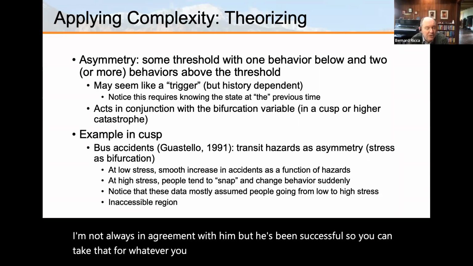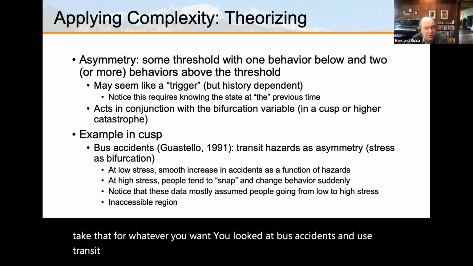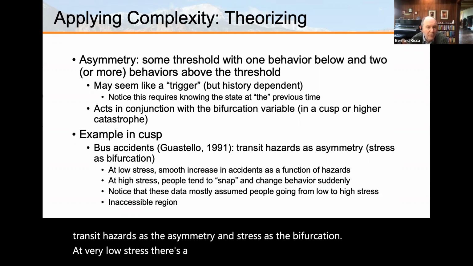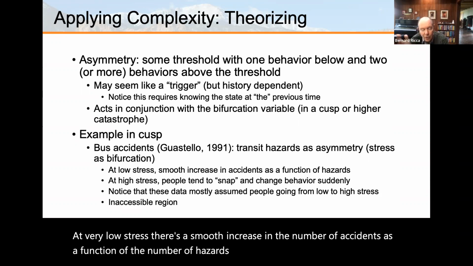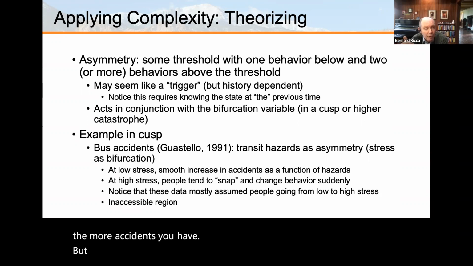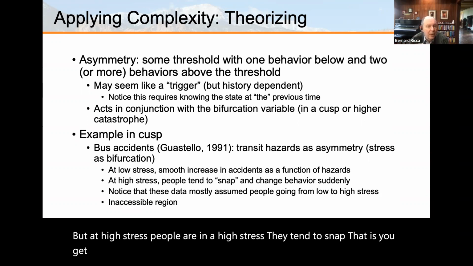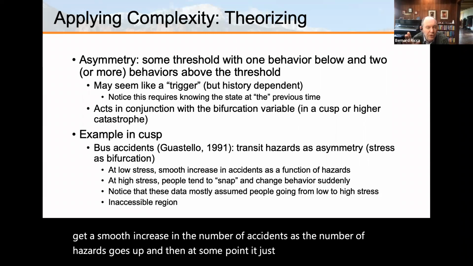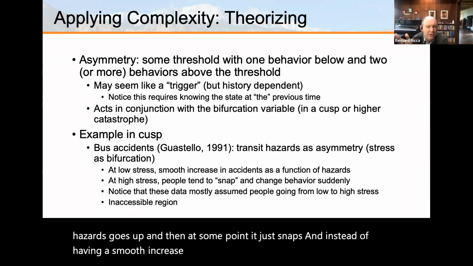He looked at bus accidents and he used transit hazards as the asymmetry and stress as the bifurcation. At very low stress, there's a smooth increase in the number of accidents as a function of the number of hazards, right? The more difficult things are, the more accidents you have. But at high stress, people who are under high stress, they tend to snap. That is, you get a smooth increase in the number of accidents as the number of hazards goes up. And then at some point, it just snaps. And instead of having a smooth increase, all of a sudden you have a gazillion of these things.